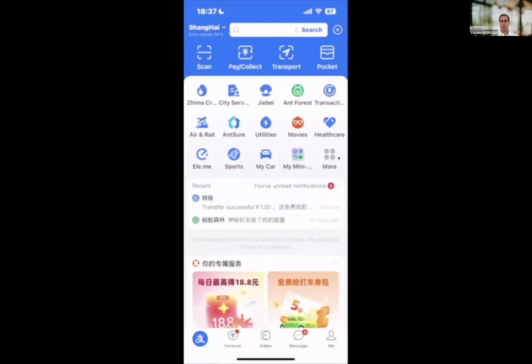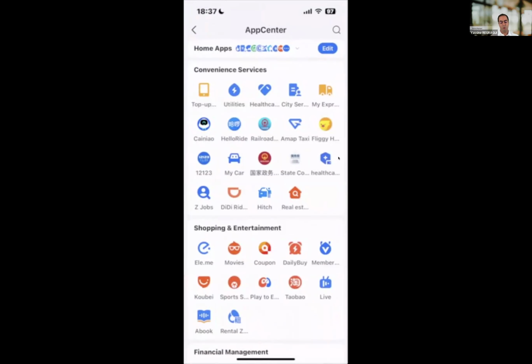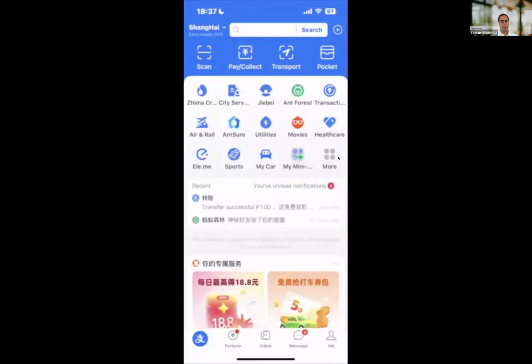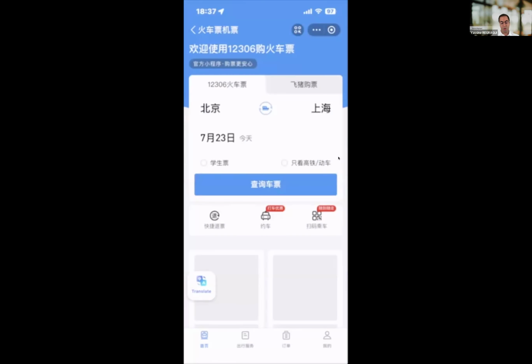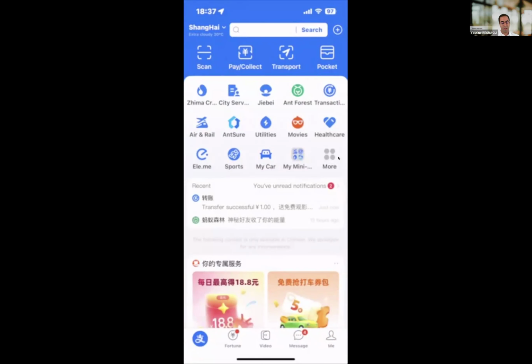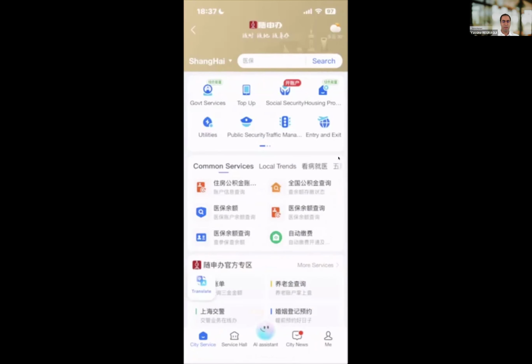So moving forward, I'm not going to show you all the features, but here you have some icons of the app. You have more and more features available here. But for instance, I have the possibility to buy train tickets, etc., directly here. It's in Chinese. I'm not going to translate everything, but I have my, let's say, government services directly available, public services.